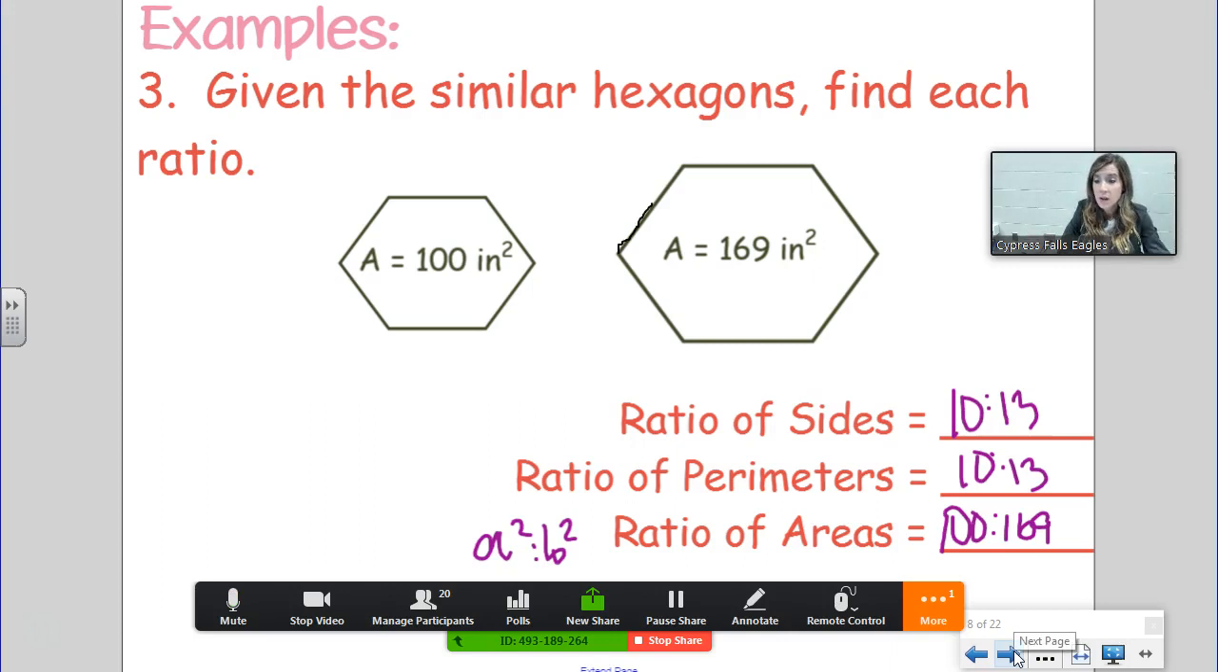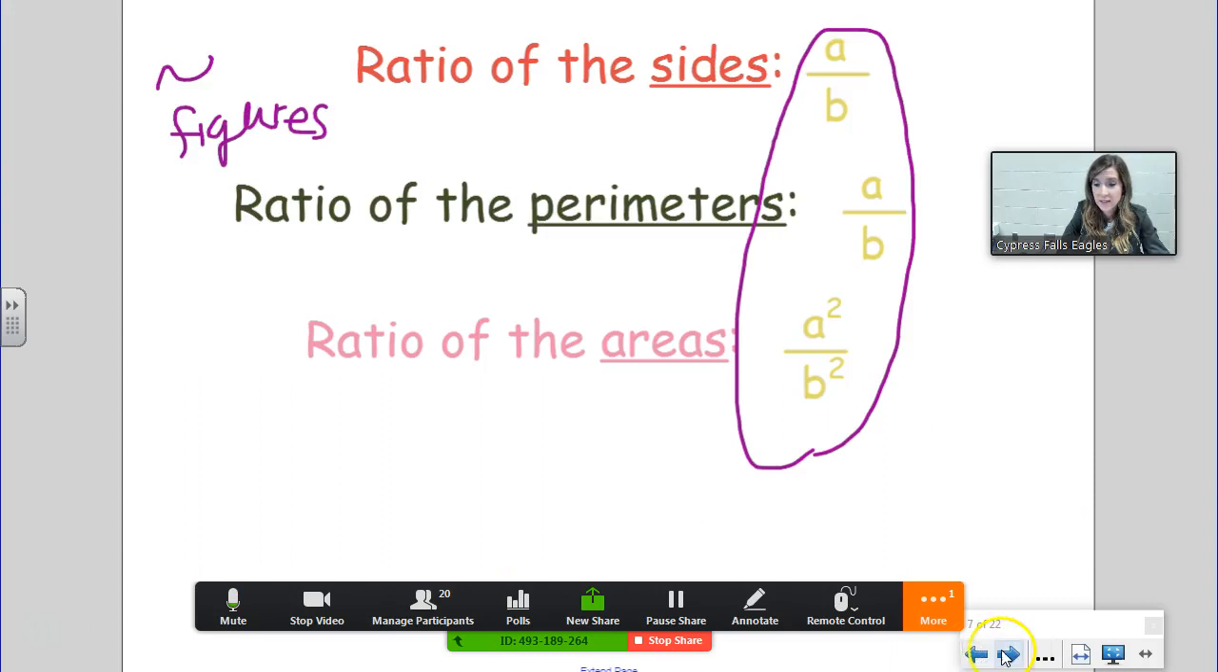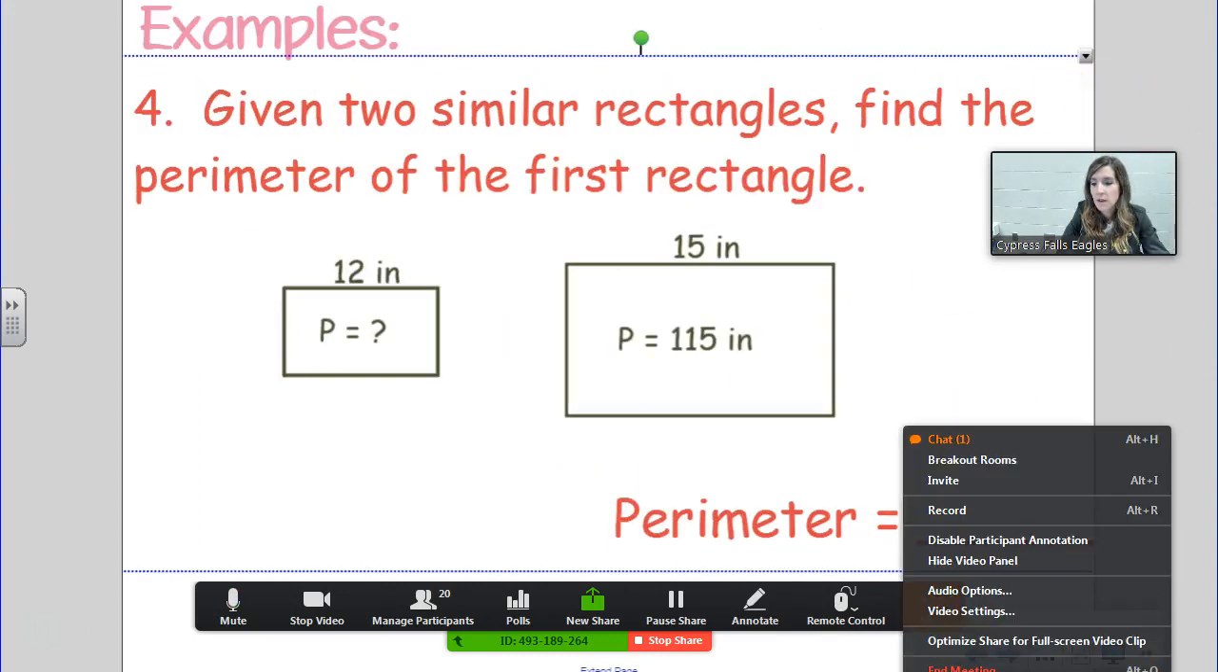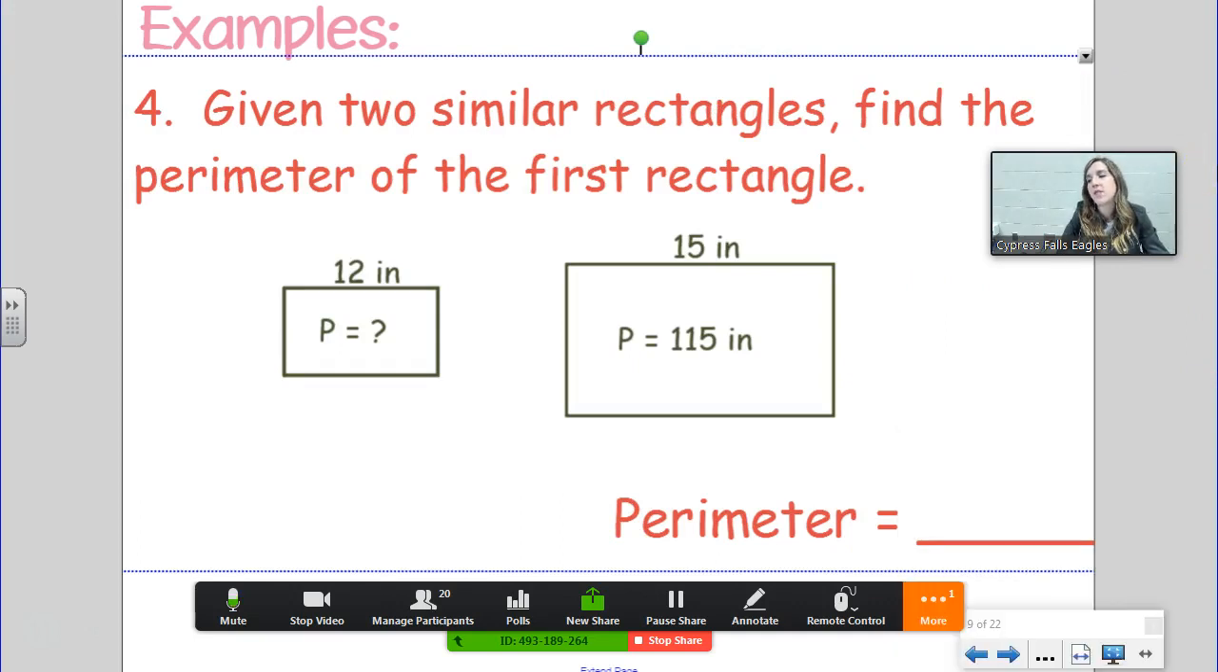Okay, so good, shortcut. Now that we know this, we can do this. Okay, next one. Given two similar rectangles, find the perimeter of the first rectangle. Okay, this one's a little bit different. This one we're going to be setting up a proportion instead of just a ratio.